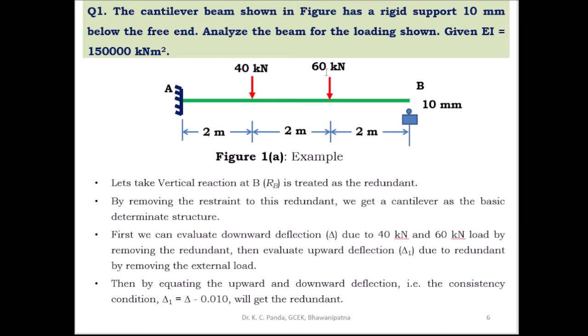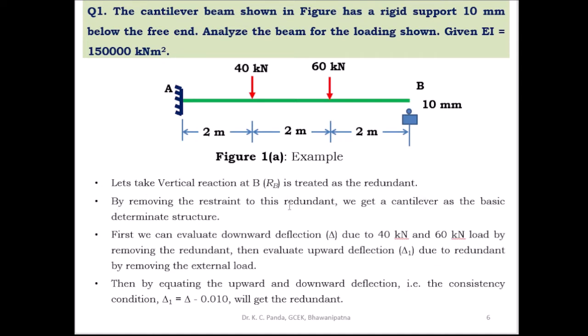Then you have to evaluate the prop reaction at the end B. So this is the rigid support, present just 10 mm below the free end B. So what is the reaction at the rigid support that you have to evaluate? Let's take the vertical reaction at B, that is RB, and treat it as the redundant reaction.